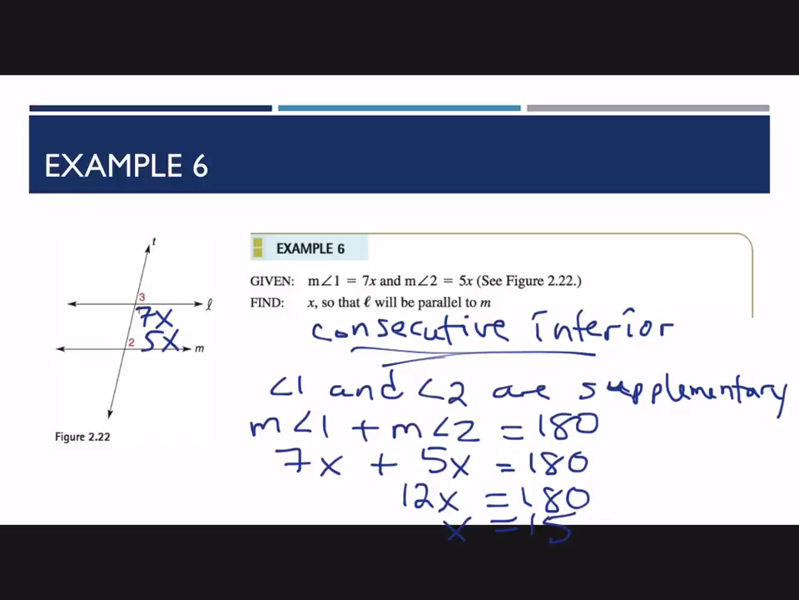Right? So looking back at the find statement, we weren't actually asked to find the measures of angle 1 and 2, we just needed x. So check that statement, make sure they didn't ask you to continue and find the angles, and if not, then we are done. We just needed to find the value of x.